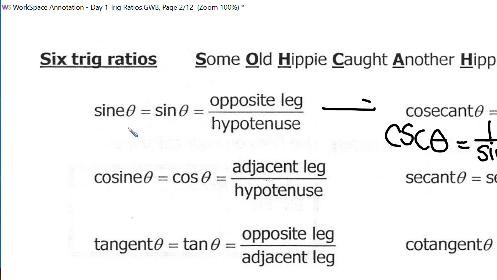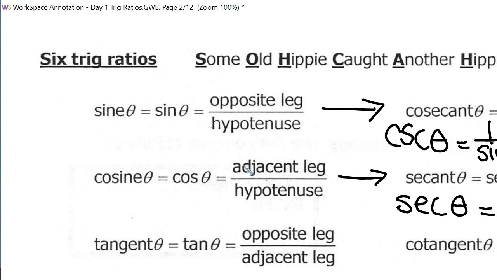Next pair, we have the cosine of theta. Its reciprocal is called the secant. And we abbreviate secant with SEC. And to find the secant, it's 1 over the cosine. That's how you can find the reciprocal. Or, over here, use this inverse of fraction. So if cosine is adjacent over hypotenuse, the reciprocal would be hypotenuse over adjacent.